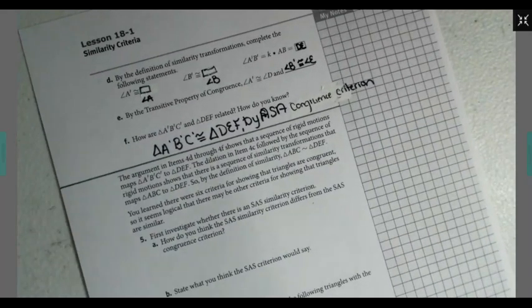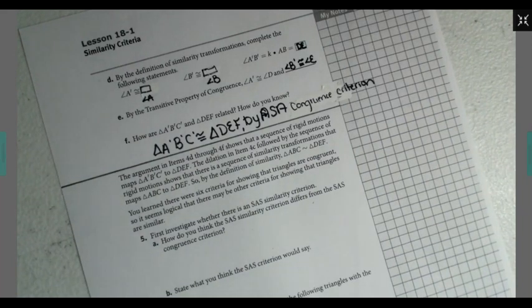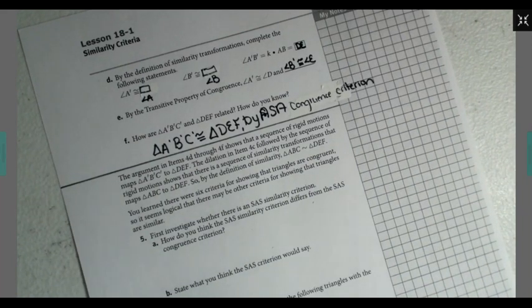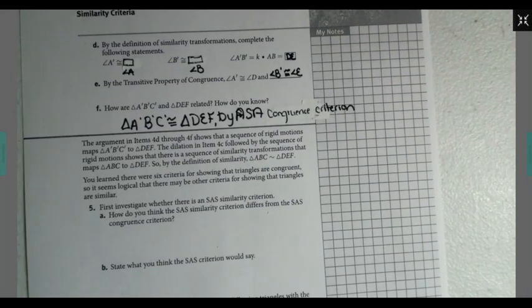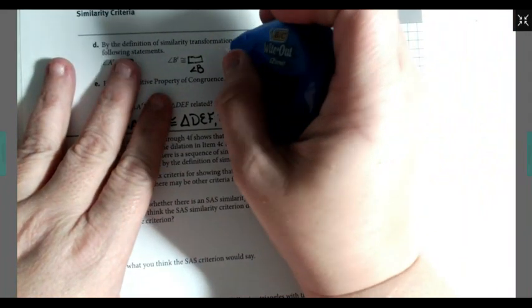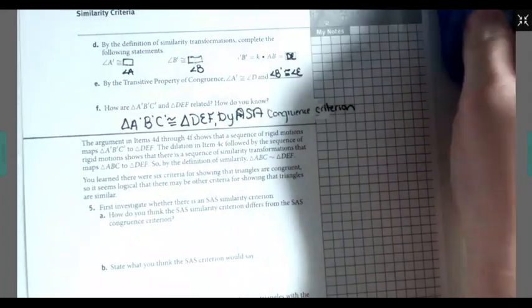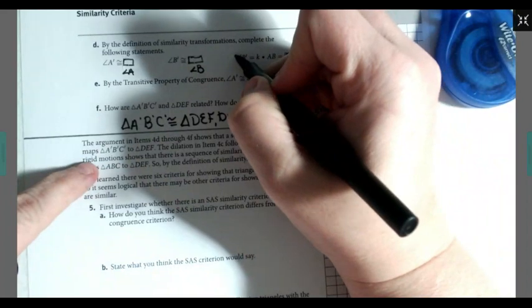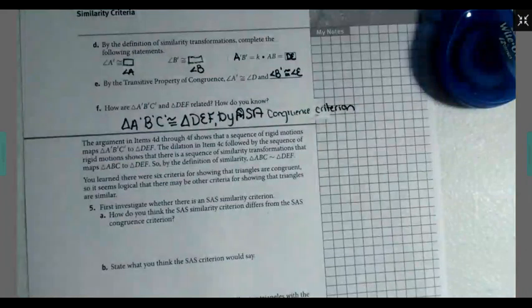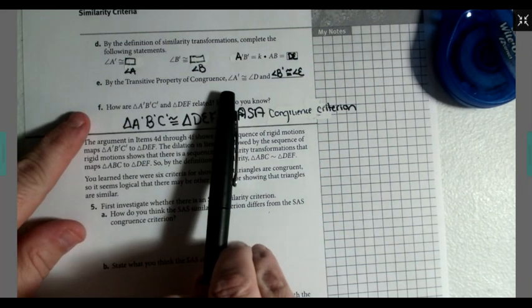Here we have angle A was congruent to angle A prime. Angle B prime was congruent to angle B. And this should say, not angle, this should say just line. This should be a line. This should say A prime B prime, the line, is congruent or equal to K times AB, which is congruent to DE.